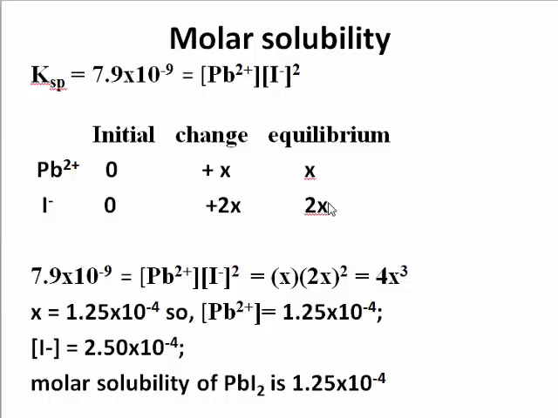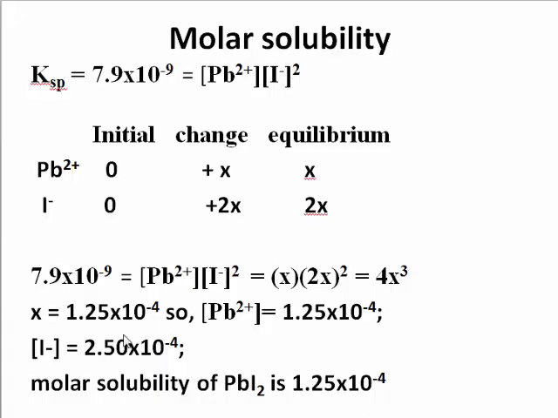Right, the goal here from a mathematical point of view is to solve for x. And so we plug the x's into the equilibrium expression. 7.9 times 10 to the negative 9 is x times 2x squared, or 4x cubed. Right, when you solve for x, divide both sides by 4 and take the cube root. x is 1.25 times 10 to the negative 4.